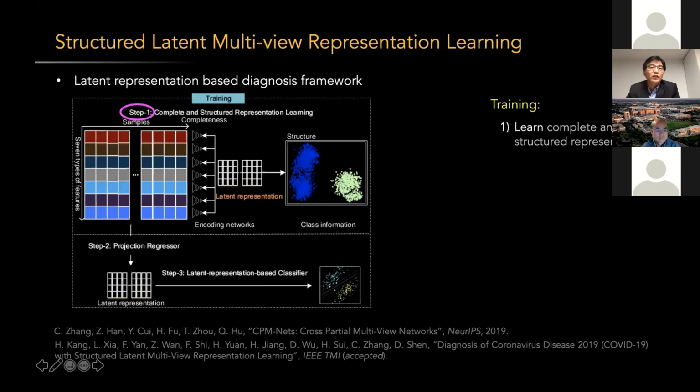So firstly, we are going to learn a complete and structured representation. Here, I just show you each column represents 1 subject. Each row represents 1 feature. So we have a total of 189 features, as I mentioned before. All these samples, each with 189 features, will be mapped to the latent representation space using an encoding network.